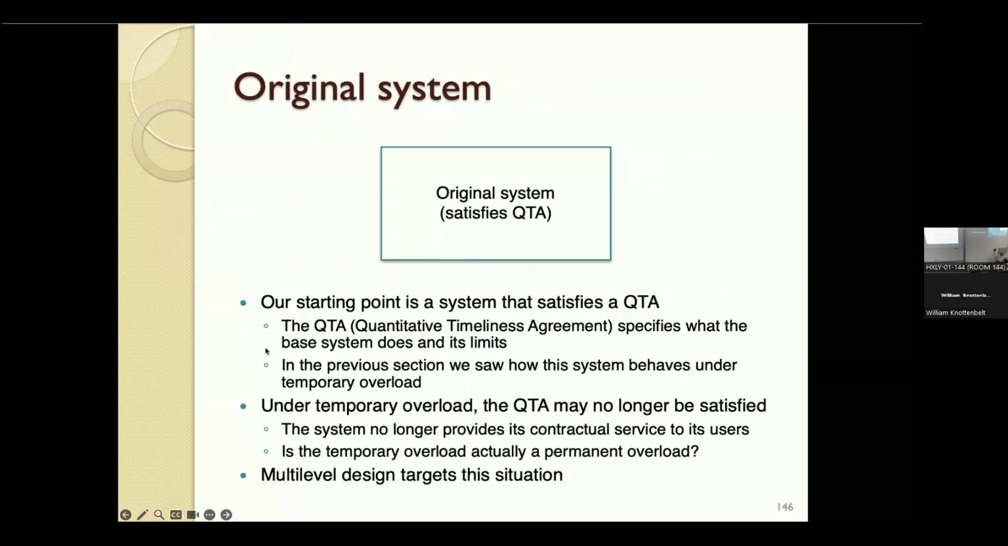It satisfies its own quantitative timeliness agreement. We've seen what happens under temporary overload. So assume it's well-designed, but the QTA may no longer be satisfied. There may be armed hazards and so on. It no longer provides its contractual service.